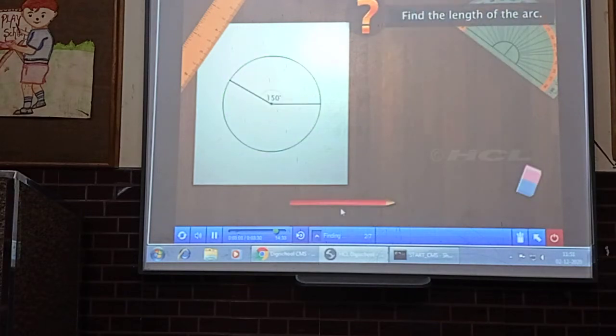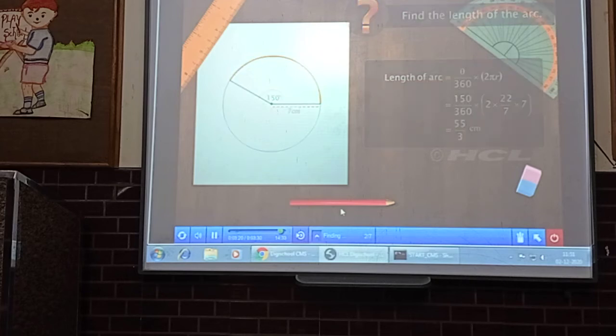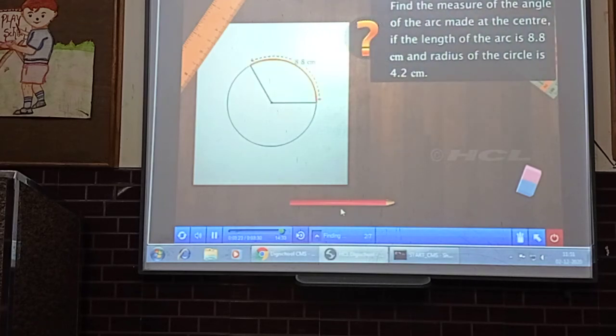Now, if we know the angle made by the arc at the center and the radius of the circle, we can find the length of the arc by applying the formula. We substitute theta with the measure of the angle made by the arc at the center and put in the value of the radius of the circle. Then we simplify and thus find the length of the arc. Now, if you know the length of the arc and radius of the circle, can you find the measure of the angle of the arc made at the center?